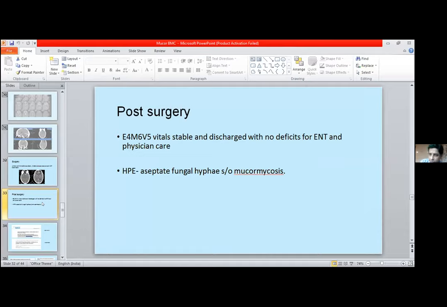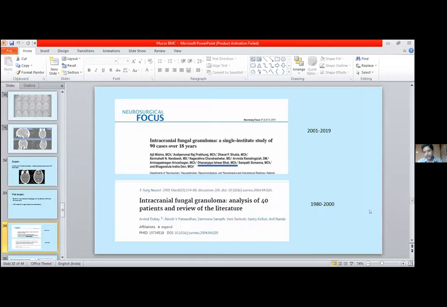Post-surgery, he was fully conscious. He had improved in his sensorium, and then he was discharged. We don't have an ENT over there, so we had to discharge him to ENT and physician care for managing these cases. Now, over the last 40 years at NIMHANS, we had analyzed all the fungal lesions which we had encountered.